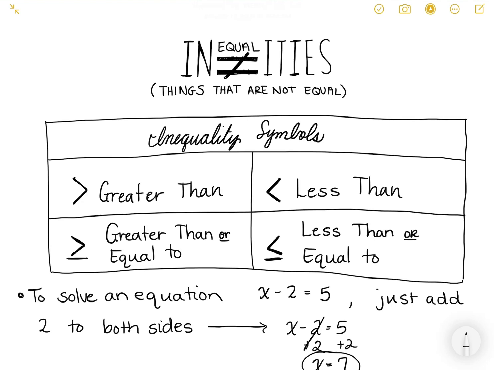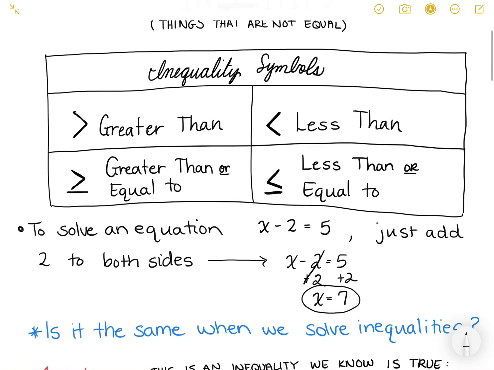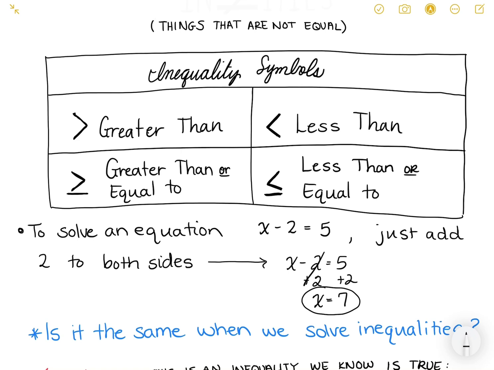So let's do a quick recap on how to solve an equation. To solve an equation such as x minus 2 equals 5, we just add 2 to both sides. Notice in our example. The question is, is it the same when we are solving inequalities?